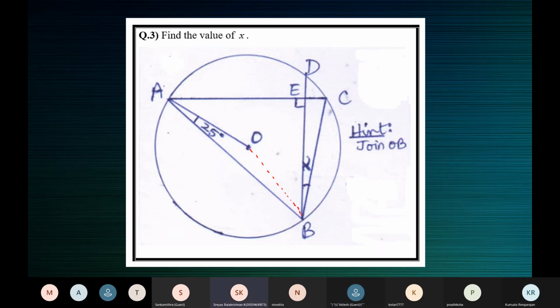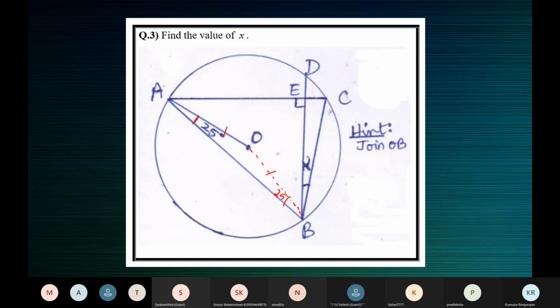Angle OBA. OBA is also 25 because this side is equal to this side, radius. This angle is equal to this angle in triangle AOB. So this is also 25 degrees. Now with the help of this, what is the other angle you can find with this information?